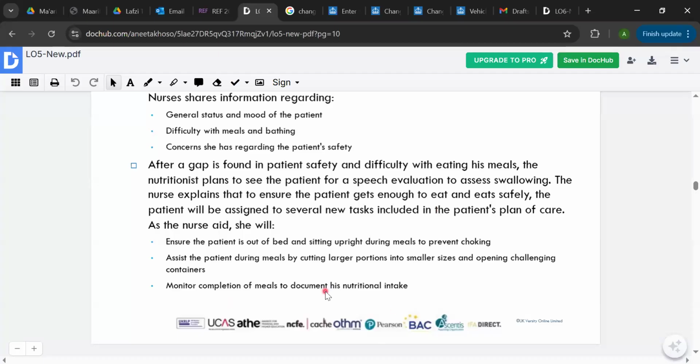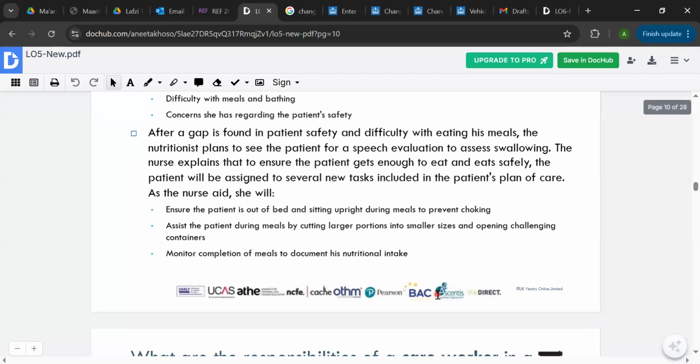As the patient's nurse aide, she will ensure that the patient is out of bed and sitting upright during meals to prevent choking. Now, that is for this person who can choke. It won't be for everyone. It can be for others also, obviously, but it is tailored for this person. She will also assist the person during meals by cutting larger portions into smaller sizes and opening challenging containers, which they can't, and monitor completion of meals to document his nutritional intake.